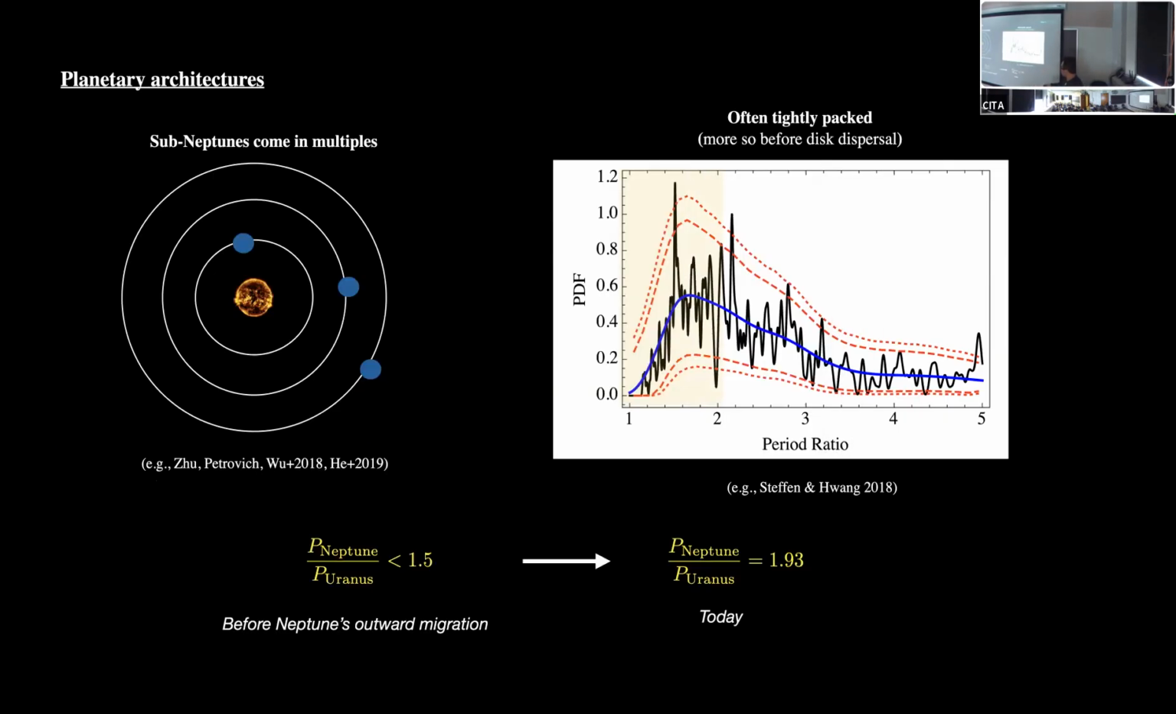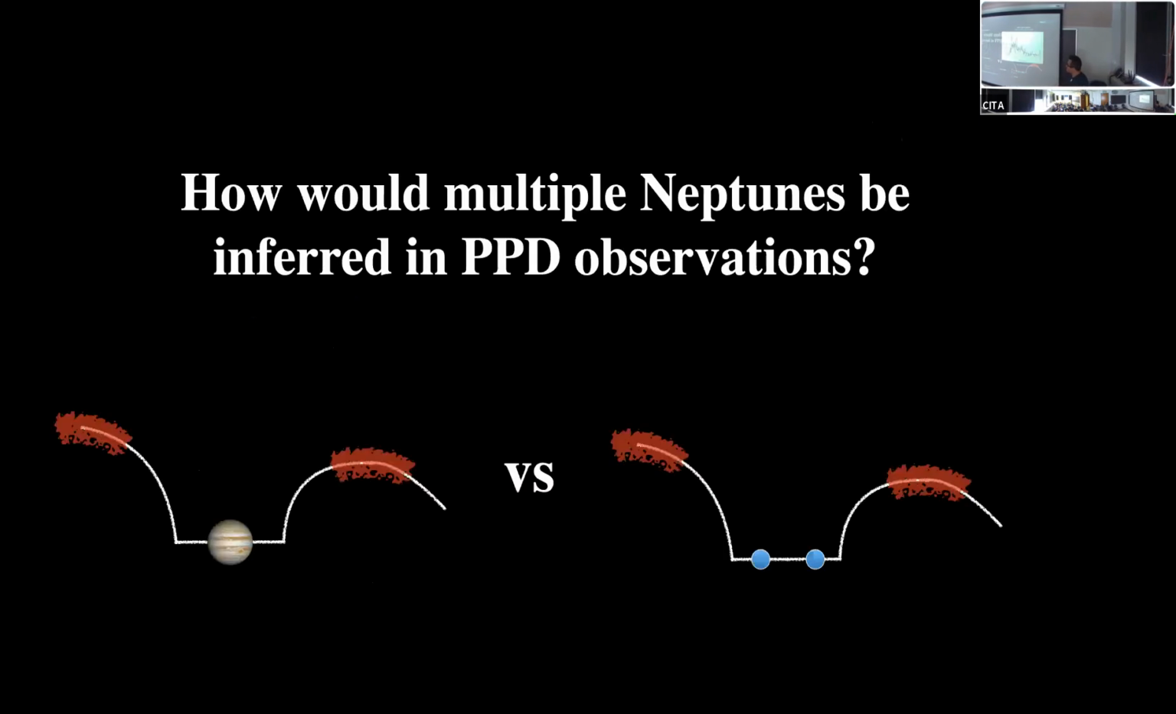Right, so the current period ratio of Neptune and Uranus is 1.93, but likely before Neptune migrated, or any evolution that you might actually follow for Neptune and Uranus, the period ratio initially was likely below 1.5. So even that was actually compact in that sense. Okay, so I'll be using that.